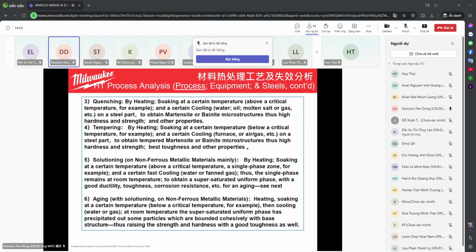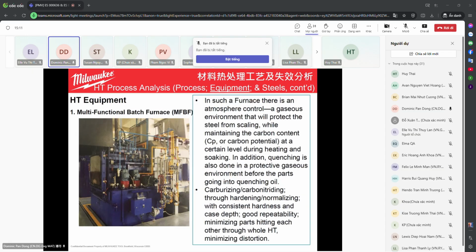Besides the above four commonly used for steel parts, we also have solutioning and aging. These are commonly applied to stainless steel parts or aluminum parts. I don't want to go into much detail. Here, let's take a look at the typical heat treatment process.